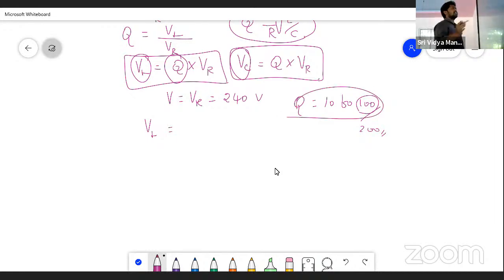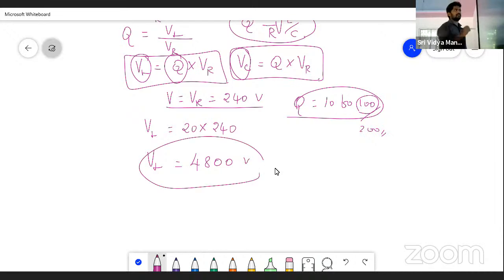If I take the Q value equal to 20, meaning the quality factor is 20, into VR, which is equal to the applied voltage of 240, so the voltage across VL is equal to 4800 volts.